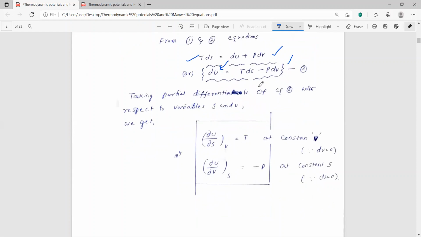Now, if you take entropy and the volume as constants, now see how this equation can be written.